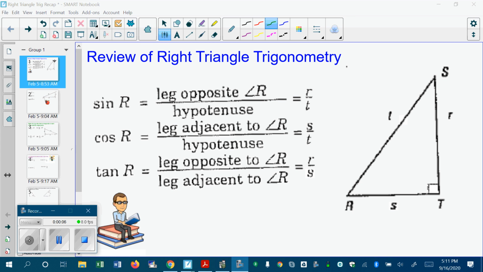Today we are going to do a quick little review of right triangle trigonometry. This is something that you learned when you were in a geometry class.